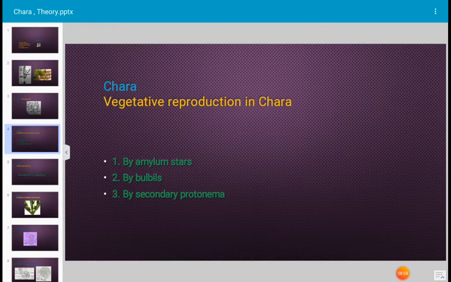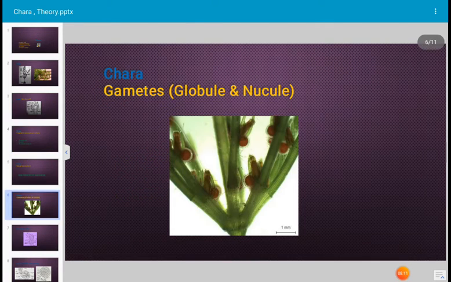Let us see how the Chara plant reproduces sexually. Sexual reproduction: the Chara produces male and female gametes, and sexual reproduction of Chara is of the oogamous type. Oogamous type means male and female gametes are formed, the male gamete is a globular structure and the female gamete is a very small flagellated structure.